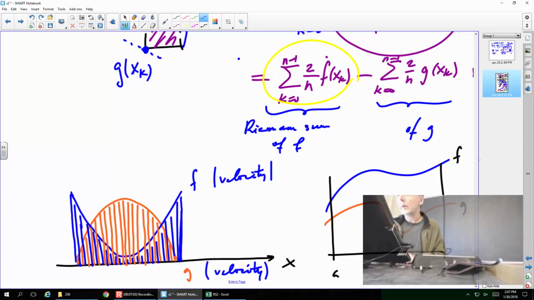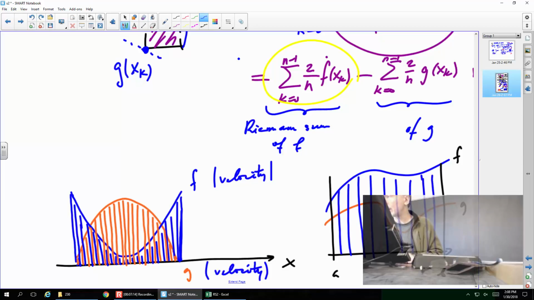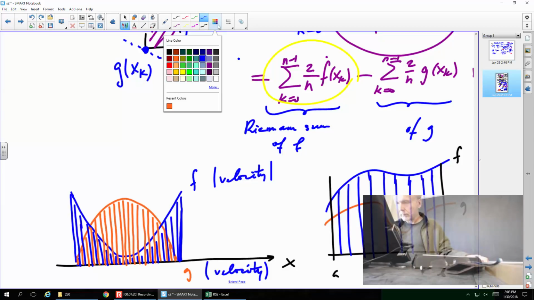So let me mark it anyway. So I have my blue one. Let me just make them stand far apart. So this is the area under the graph of F, known as the integral, also known as the Riemann sum approximated by it. And the other one is this.